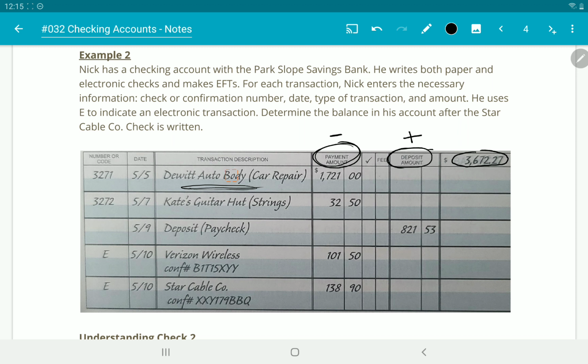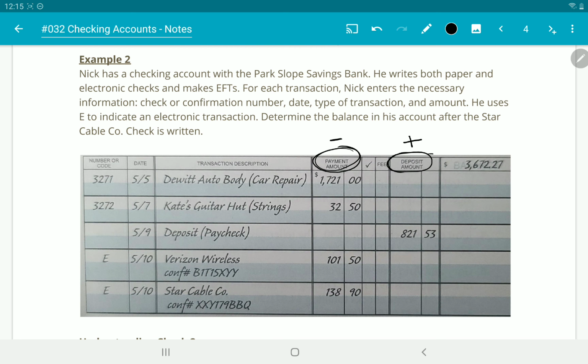The first thing we have here is a payment made to an auto body car repair. It looks like they spent $1,721 even. It's in payment, so we're going to take minus 1721.00 and subtract that. We're going to type in a calculator 3672.27 minus 1721.00. That's going to give us a new balance of 1951.27.